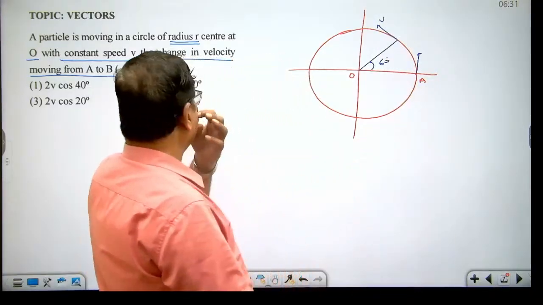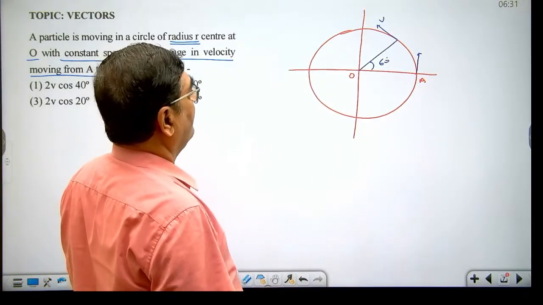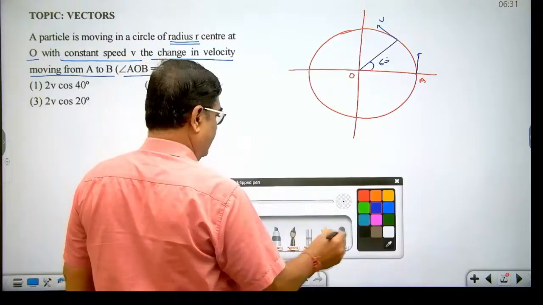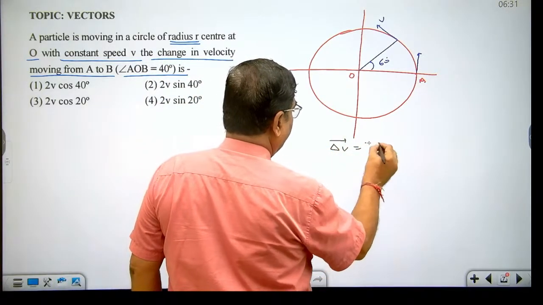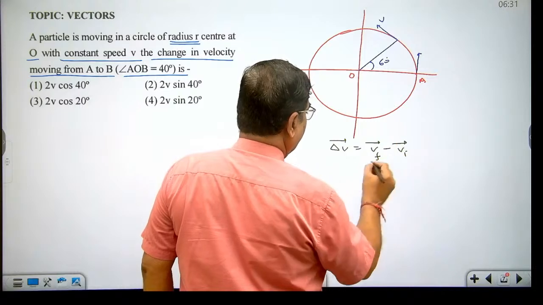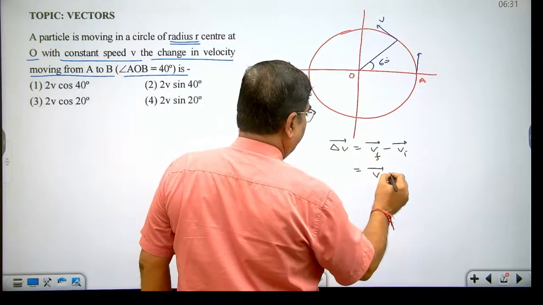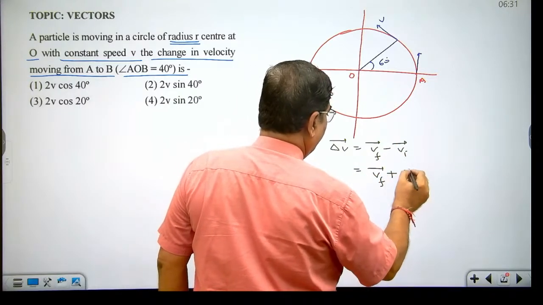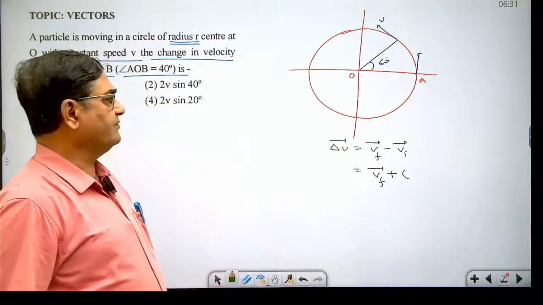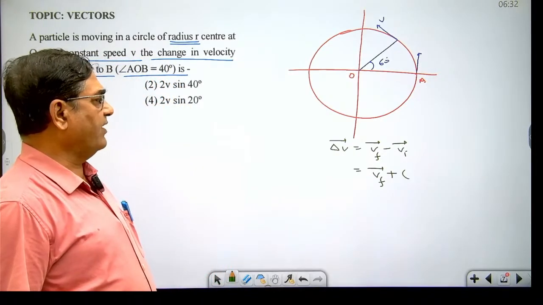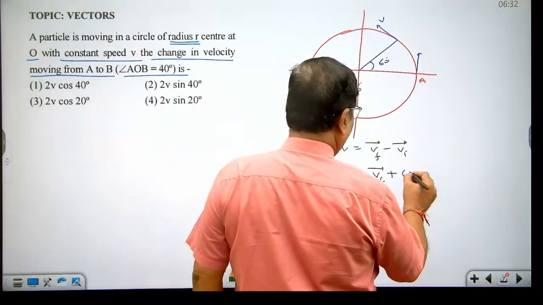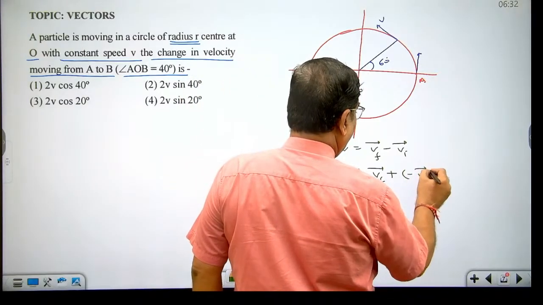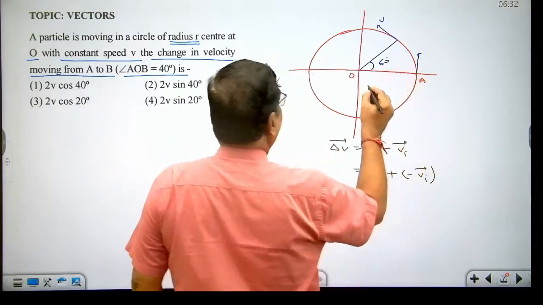So to find the change in velocity, what we have to do? Final velocity minus initial velocity. Okay, this is change in velocity, meaning final velocity minus initial velocity. I am telling you the simplest trick. V final, if we want to subtract V initial from V final, what will you do? You simply add negative vector V initial to V final. And what is a negative vector? Just reverse the direction.